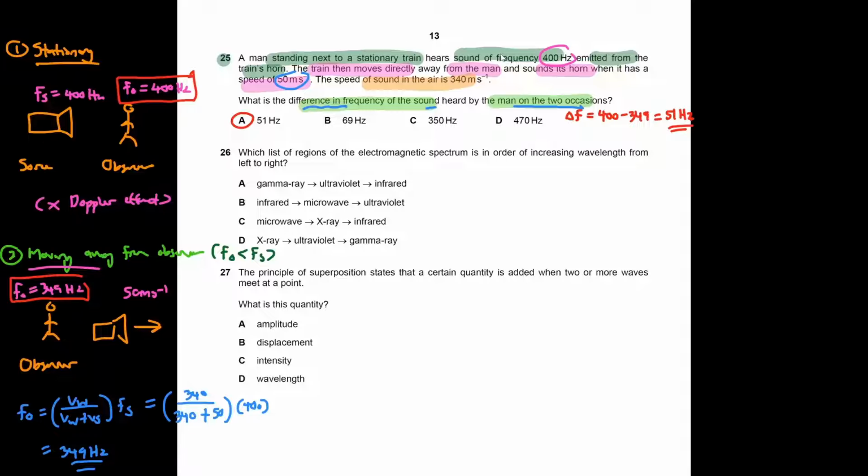Now for question 26, which list of regions of the electromagnetic spectrum is in the order of increasing wavelength from left to right? So they want your wavelength in increasing order. So you have to reproduce your EM wave spectrum here. I think I mentioned to you guys before for paper 1, there's always that 1 or 2 questions where you will always need to reproduce your EM wave spectrum. It's only by reproducing it will you be able to answer your questions.